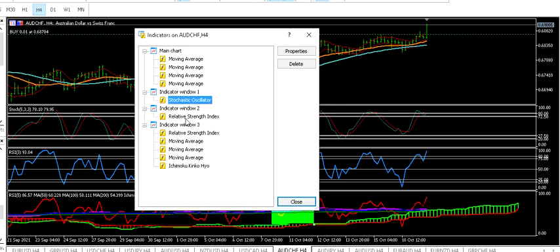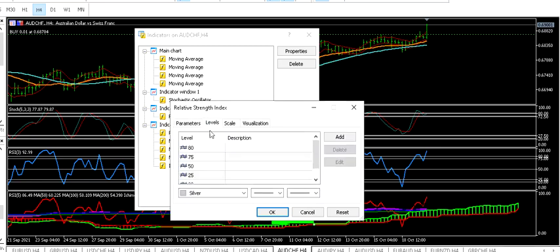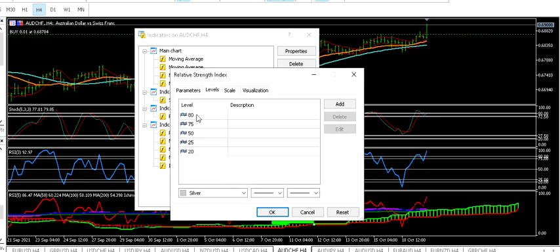Now for indicator window 2 we have the relative strength index. The period is 3, applied to close, and the color is dodger blue. For the levels we have 80, 75, 50, 25 and 20, and the color is silver.